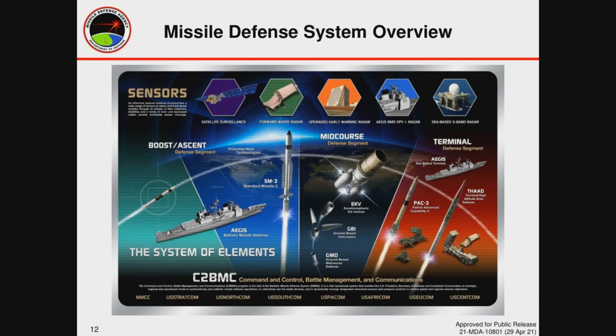Now, I want to turn your attention to what we do at the Missile Defense Agency. The Missile Defense Agency fields a capability known as the Missile Defense System. The Missile Defense System is an integrated, layered system of elements that are collectively called on to destroy missiles and their warheads before they reach their target. It's meant to defend our deployed forces, our homeland, our friends, and our allies against all types of missiles, whether that be ballistic or cruise or hypersonic.